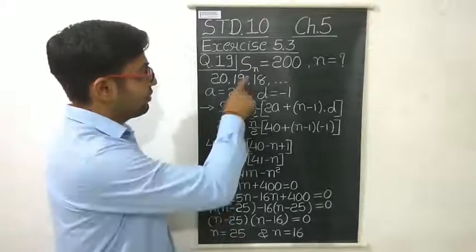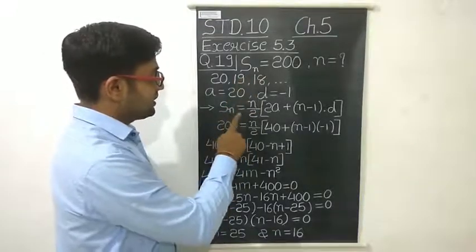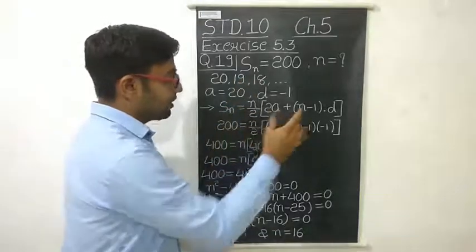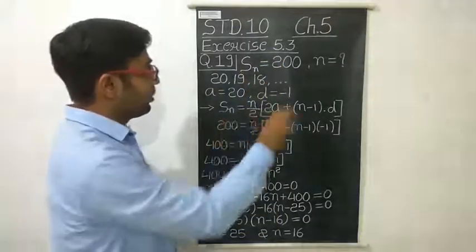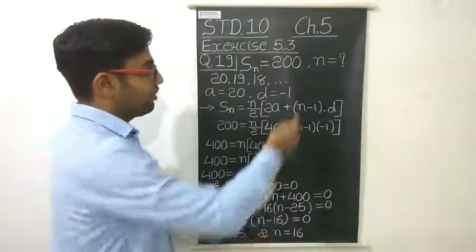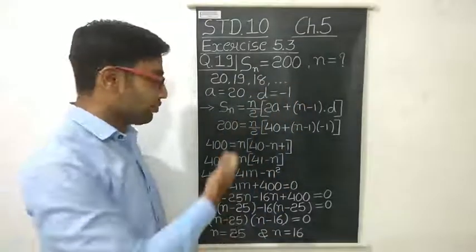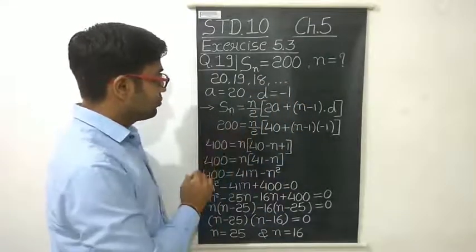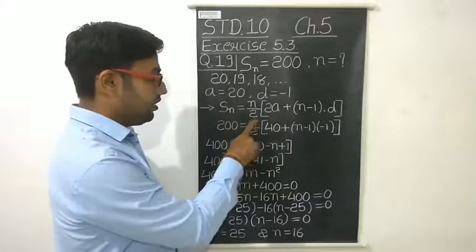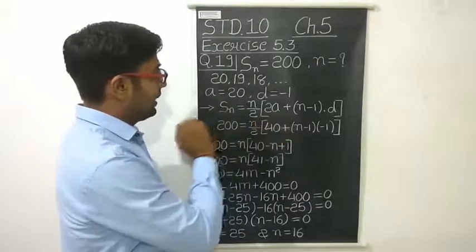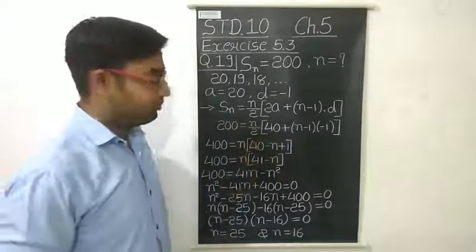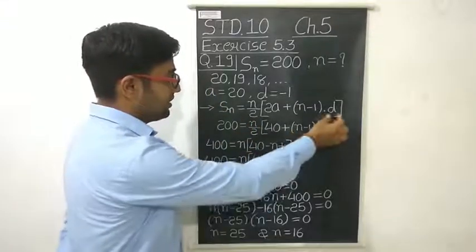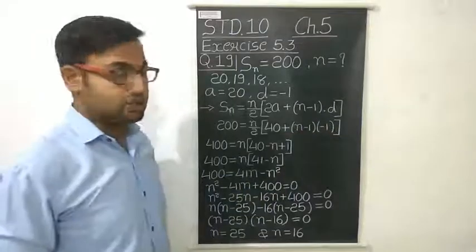So now according to the formula of Sn, Sn is equal to n by 2 into 2a plus n minus 1 into d. So from this formula, by putting all the values, we can find out the value of n. So put all the values. Sn is equal to 200, n by 2, n we have to find out, 2a. a is 20, so 2 twenties are 40. n minus 1 remains as it is, d is equal to minus 1.